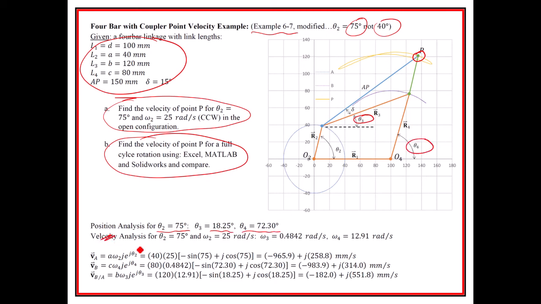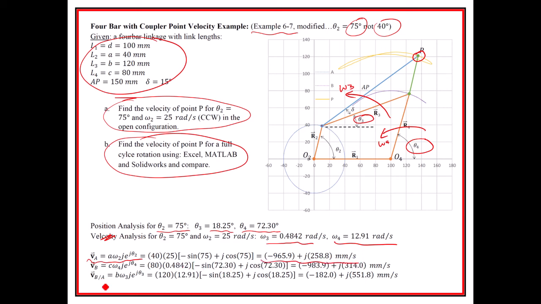And then we also do a velocity analysis just as we previously did. And we find that omega 3 is 0.4842 radians per second. And we also find omega 4. So they're both going this direction, by the way. That's omega 3, and this is omega 4, but we're not actually going to need omega 4. And we find the velocity of point A right here, in the usual manner, and we get this value right here.